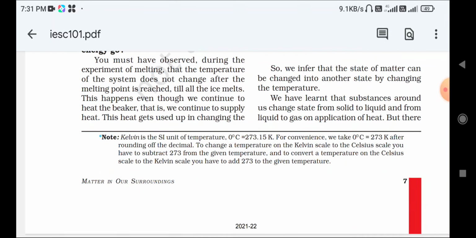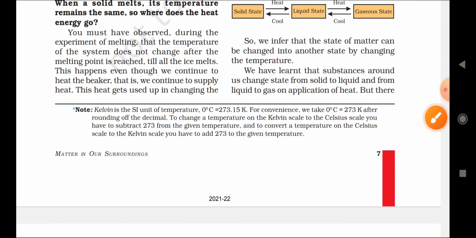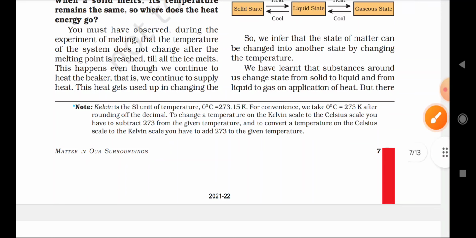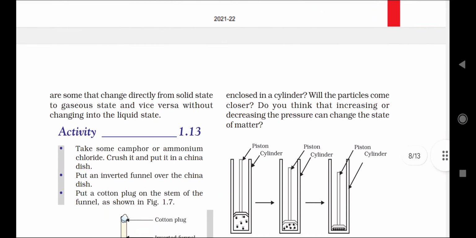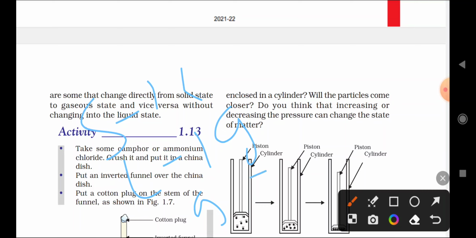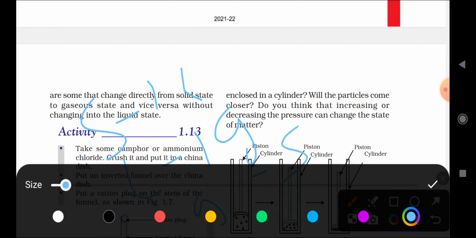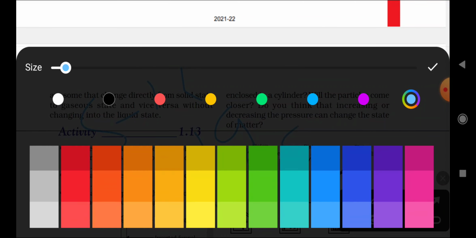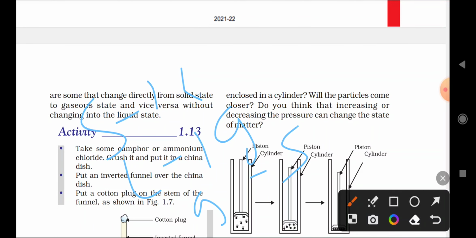Okay. So we have learned that substances around us change state from solid to liquid and from liquid to gas. We already learned this in this chapter. So we can convert states of matter from solid to liquid, liquid to gas, and gas to solid again. By this method we can convert solid into liquid, liquid into solid, liquid into gas, gas into solid.